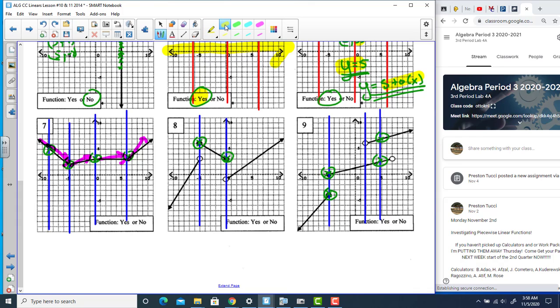But in all points of time, we notice that there's only one point of intersection with our vertical line and the relationship. So yes, that is a function. That is a piecewise linear function. Number 8 looks awkward, but don't be scared. You've got to follow the rules here.